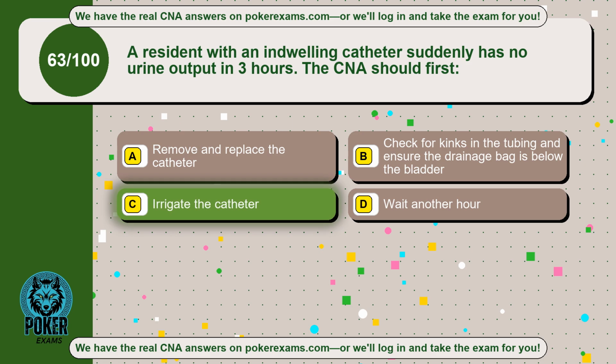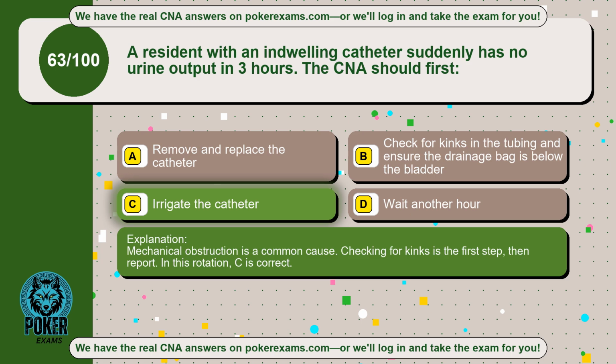Irrigate the catheter. Mechanical obstruction is a common cause. Checking for kinks is the first step, then report. In this rotation, C is correct.